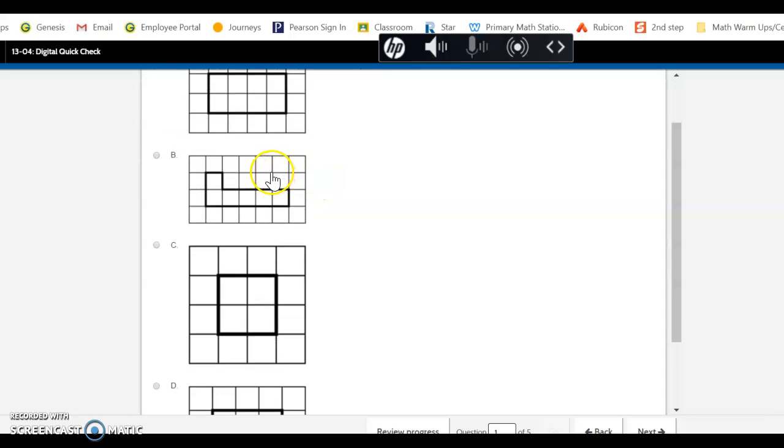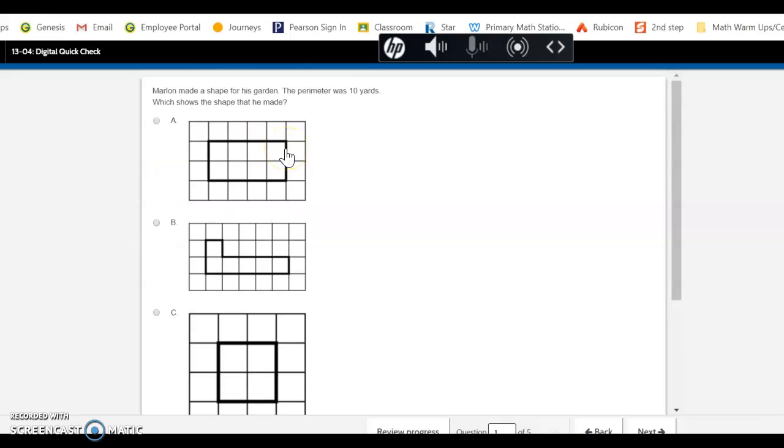The next shape's a little tricky, so I'm going to use my mouse to show you how I would almost be putting tick marks on this shape to count the perimeter. 1, 2, 3, 4, 5, 6, 7, 8, 9, 10, 11, 12, 13, 14. So figure B has a perimeter of 14. We're still looking for a shape with 10.